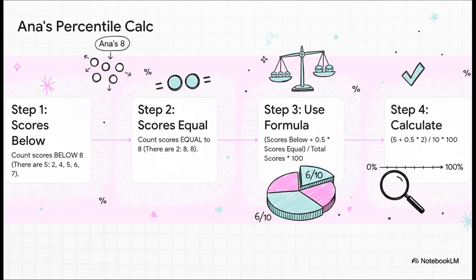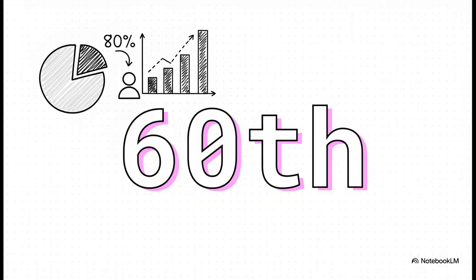Now, to handle ties, a common formula basically gives them half credit. So we take those 5 scores below, add half of the 2 equal scores, which is 1, for a total of 6. Then, just divide that 6 by the 10 students in the class and multiply by 100. And what do we get? We get the 60th percentile. Now, just stop and look at that for a second. Her percentage was 80, but her percentile is 60. Those are two very different numbers, right?